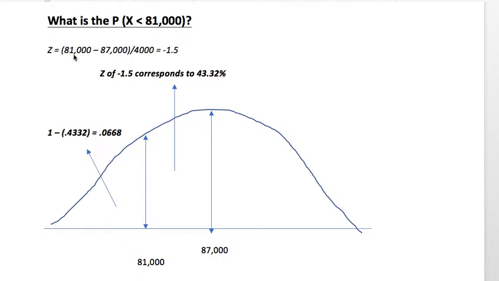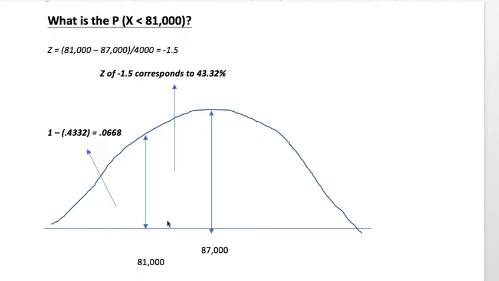And this is a little formula, right? Z is equal to the random variable x minus the mean divided by the standard deviation. And that's the formula we would use when we're dealing with population data. So in this case, 81,000 minus 87,000 divided by 4,000 is a negative 1.5. So in other words, from the mean of 87,000 to the value of my random variable x happens to be a negative 1.5 z's, or 1.5 standard deviates from the mean.